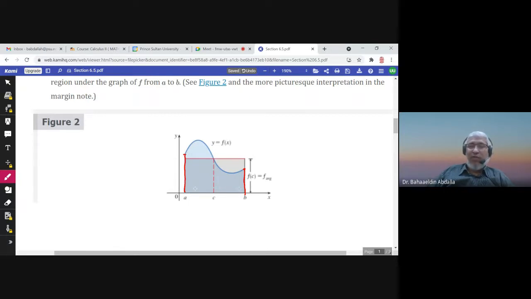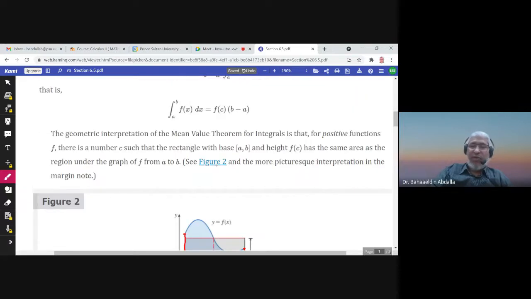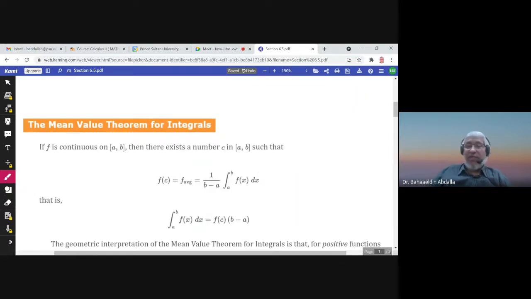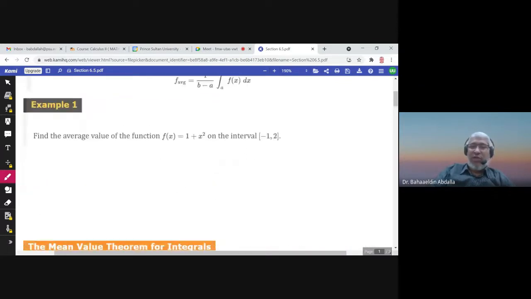So there are infinitely many values of the function here. Infinitely many heights, y values. And the question is, what is the average height of the function? This is called the average value of the function. Well, this is the definition.